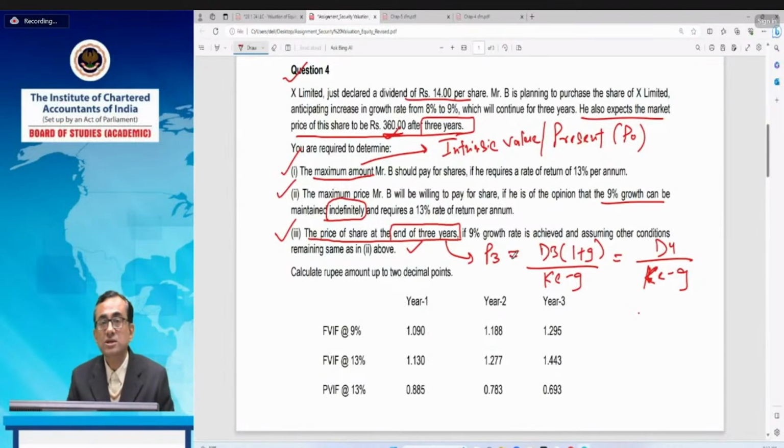No, this P3 can be discounted if it is further asked in the question that you have to calculate P0 also of this P3 amount. But here in the question, it is specifically asked that you have to calculate price at the end of 3 years. So we'll only calculate P3. We will not calculate P0 of this amount. Okay. So we will stick to what is asked in the question.